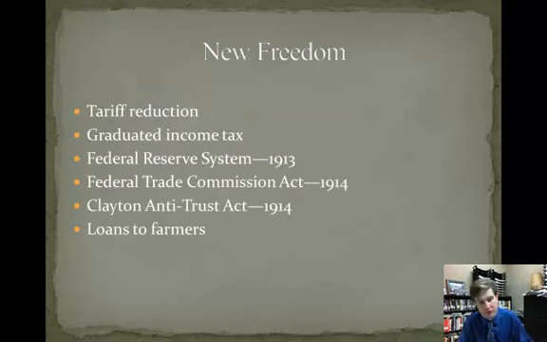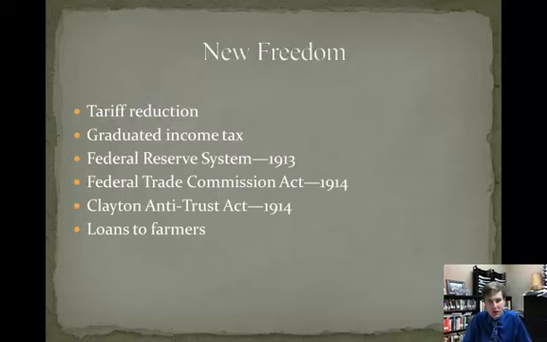So the Republicans historically had advocated a much higher tariff, the Democrats a much lower tariff. That's going to flip later on in American history, but he believed in a graduated income tax. So we have the Income Tax Amendment, but there's nothing that says how it has to be implemented. Well, he wanted a graduated income tax, where the rich paid more and the poor paid less. The Federal Reserve System will be implemented during his administration.